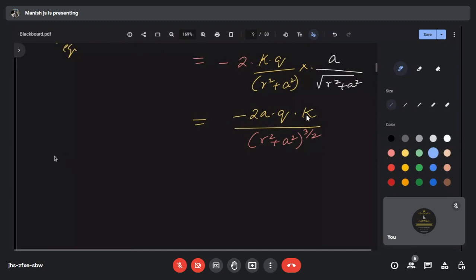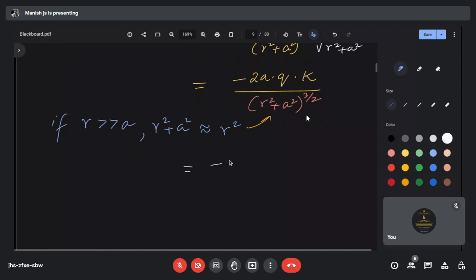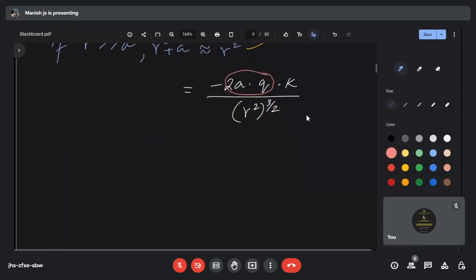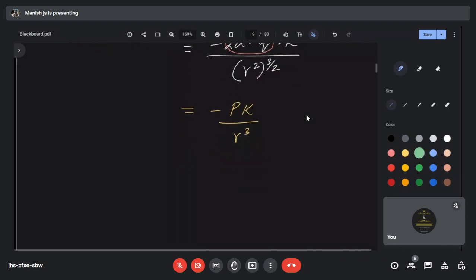As usual, we assume that the r value is much greater than the a value. In comparison, if the length of r is much greater than a, then r square plus a square can be approximated as r square itself. So you substitute that approximation here. You get minus 2a times q into k upon r square whole to the power 3 by 2. But you know what 2a into q is, we already saw it. That is nothing but the electric dipole moment. So we can substitute p. So it is minus pk upon r cube, because the 2 will get cancelled off. You get minus pk upon r cube. Alright?